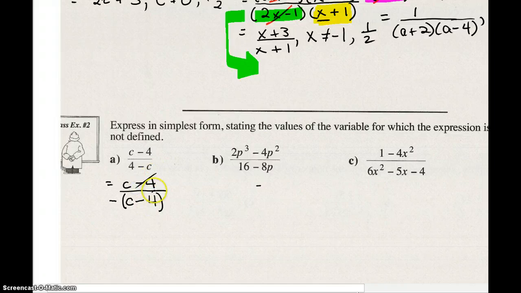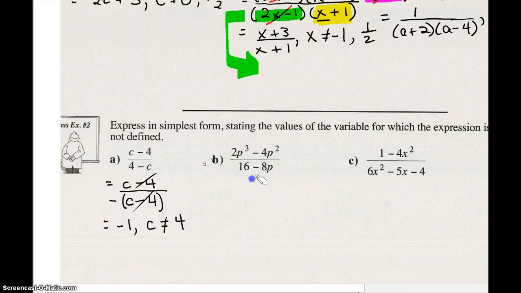I can cancel these now, and I'm left with a negative 1. And c, of course, cannot equal 4 in this case. So it's a great little trick. When you do more factoring, and as we get more complex, what you're going to find is if we have reversals like this, I can cancel them, keeping in mind that my value will be negative 1. So that's going to be a very handy tool for us to use later on.